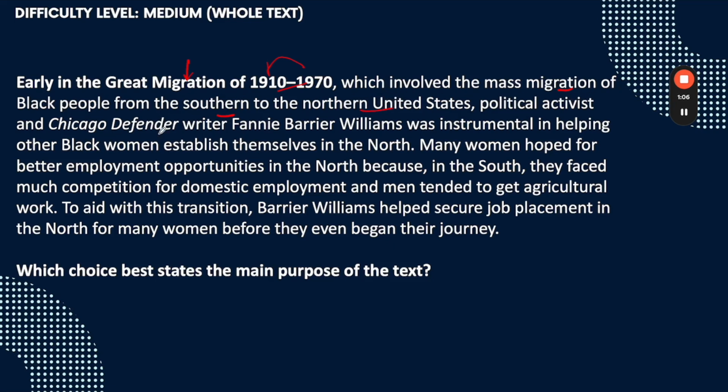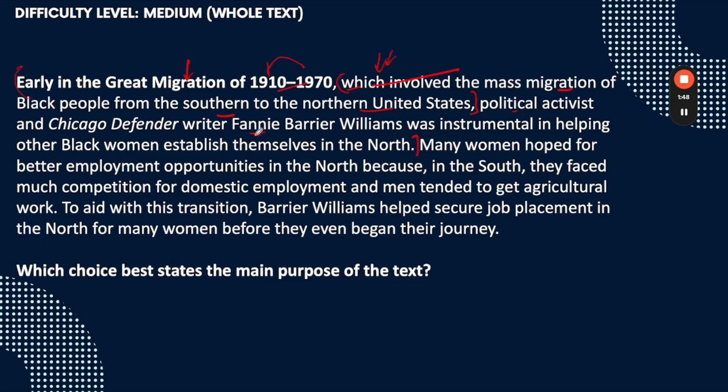Political activist and Chicago Defender writer Fannie Barrier Williams was instrumental in helping other black women establish themselves in the North. Now understand, this is a very long sentence. We need to identify what exactly the sentence is trying to tell us. All of this, the part up to US, is basically non-essential information, right? Why? It's between two commas. If you have already taken up the grammar topic of non-essential and essential clauses, you will know this is non-essential, which keeps you to the main part of the sentence, that is, political activist and Chicago Defender writer Fannie Barrier Williams was instrumental in helping other black women establish themselves in the North.